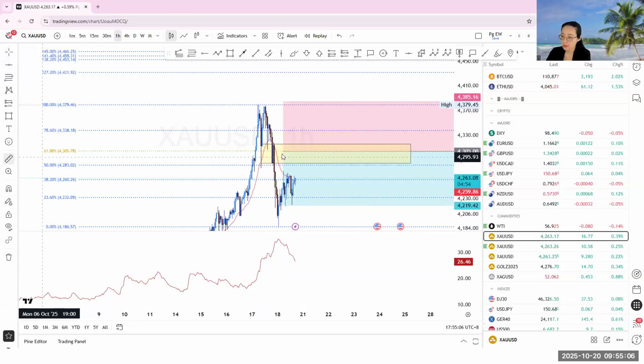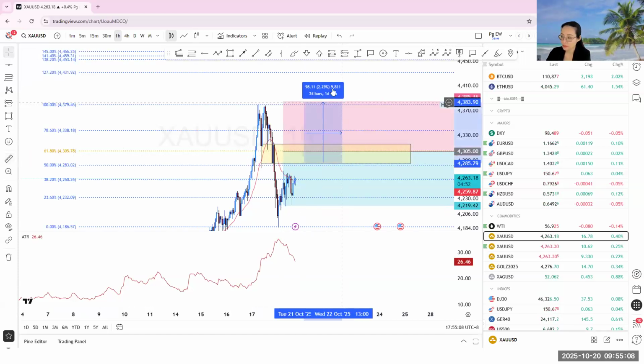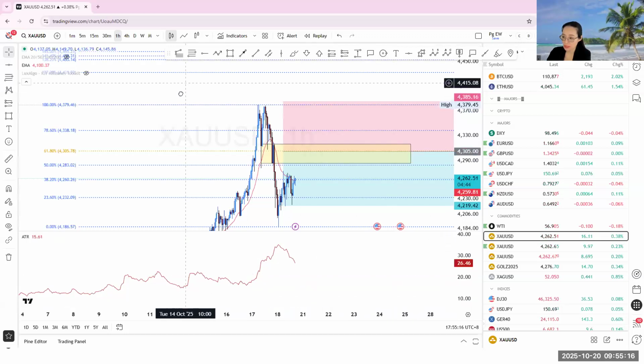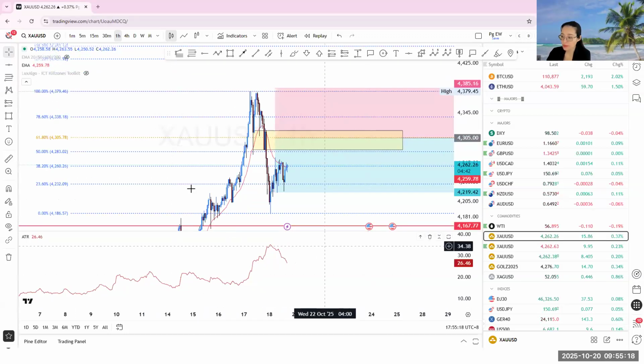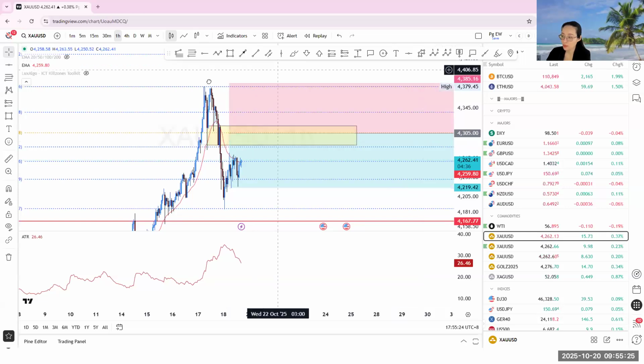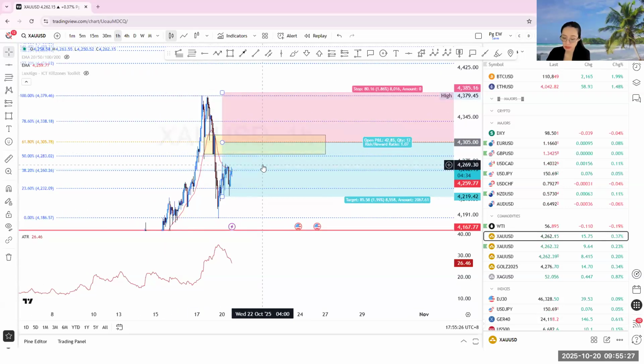I know it's almost 1,000 pip. This is the average for the daily time frame for the ATR, and then your take profit is going to be here, meaning that you will get 1 to 1 risk and reward based on this.